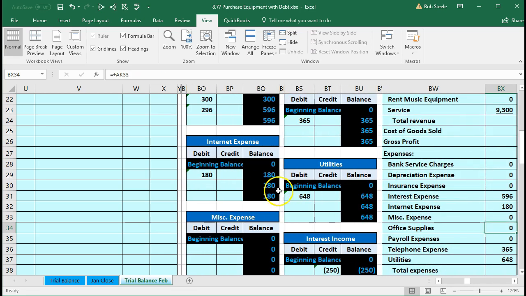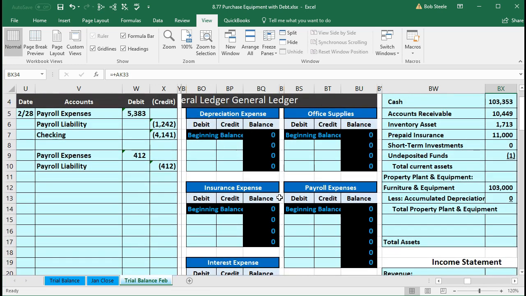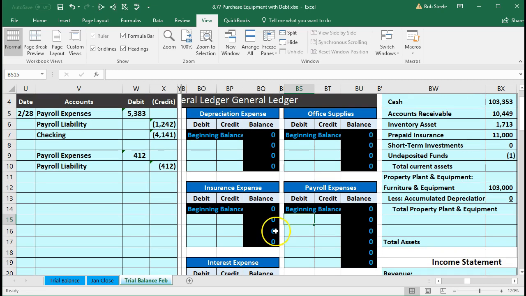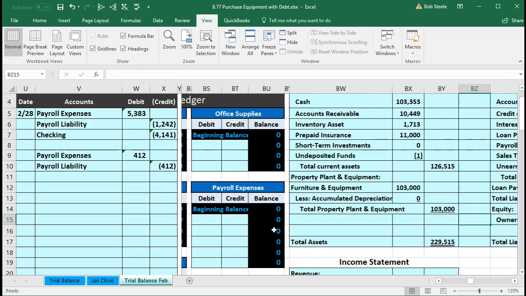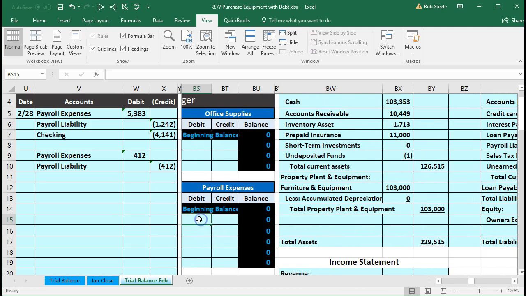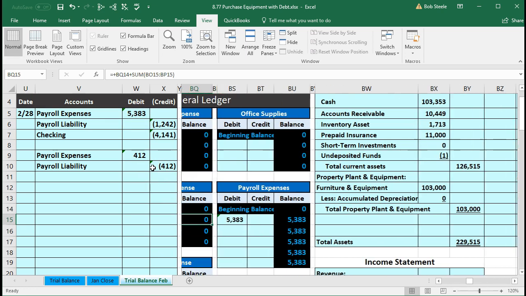Looking for payroll. Oh, there it is. I was going the right way, just doubting myself. All right, so we're over here in... oh, now I went too far. Now we're here in BS15, and we want to pick up this 5,383. So within BS15, we're going to select equals and point to 5,383, bringing the number up to 5,383, which we should find on the trial balance as well.